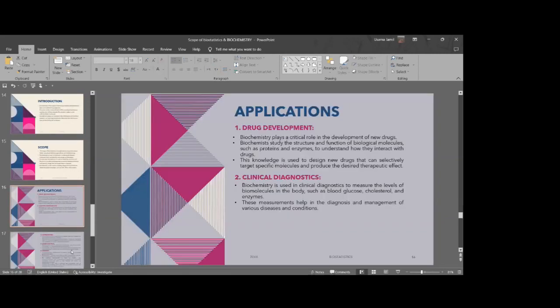Next is the applications. First one is drug development. Biochemistry plays a critical role in the development of new drugs. Biochemists study the structure and function of biological molecules such as proteins and enzymes to understand how they interact with drugs.